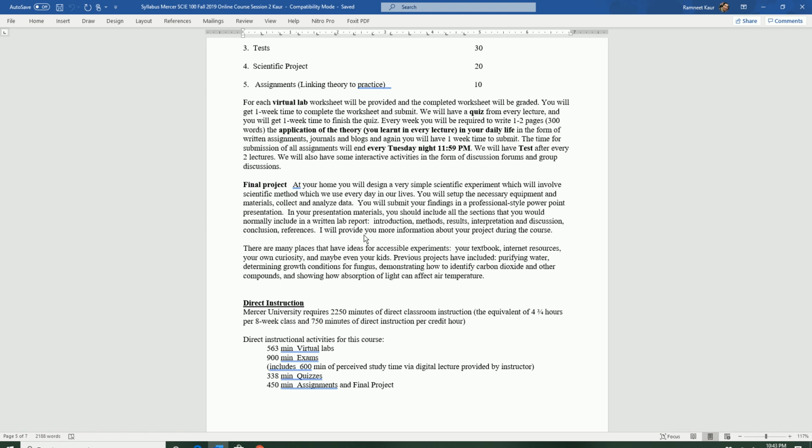Okay, so you will be performing the experiment. From the experiment you will get the data, and that data will be presented in the form of a scientific presentation in the form of PowerPoint. So that's your project which you'll be doing at the end. There is a way how to write projects. It involves introduction, methods, results, interpretations, discussions, conclusions, and references. So you will get the instructions for that.